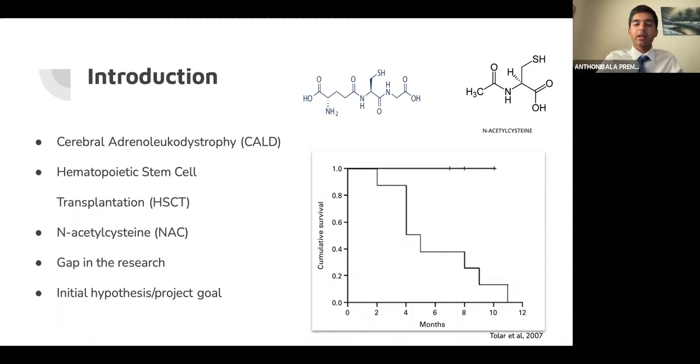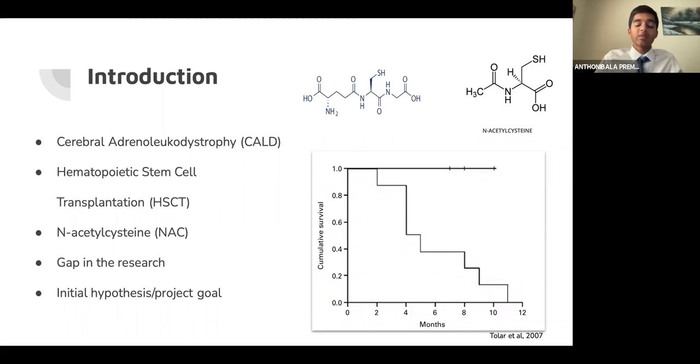performed in pre-symptomatic boys. However, HSCT is not recommended in individuals who are in the advanced stage of the disease, due to the lower survival rates post-HSCT. Currently, however, the University of Minnesota is investigating the use of the antioxidant N-acetylcysteine, or NAC, as a therapeutic strategy to change this fatal disease, CALD, to a condition that is treatable with HSCT.